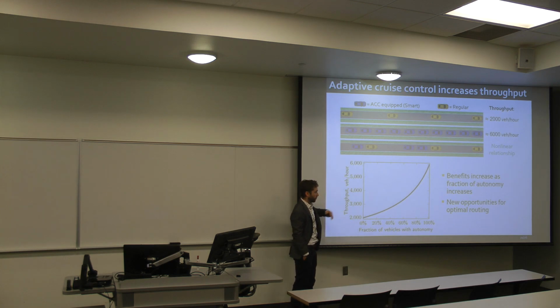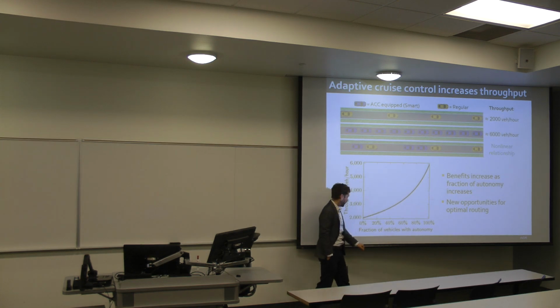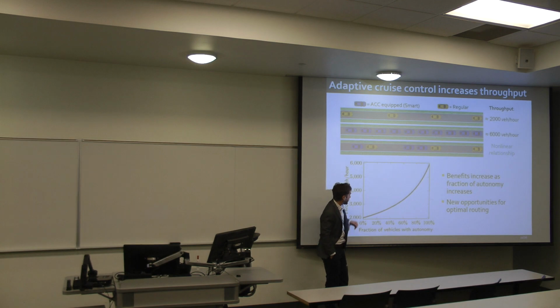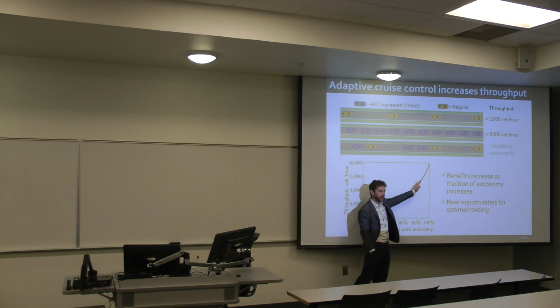And so we have a formula for this. We derived it in a paper we wrote. The details of the formula aren't so important, nor really are the details of the parameters. But the point is that you see this nonlinear relationship, right? So you go from, say, 2,000 vehicles per hour at 0% autonomy up to 6,000 vehicles per hour when we have 100% autonomy, and you have this nonlinear relationship between the two.